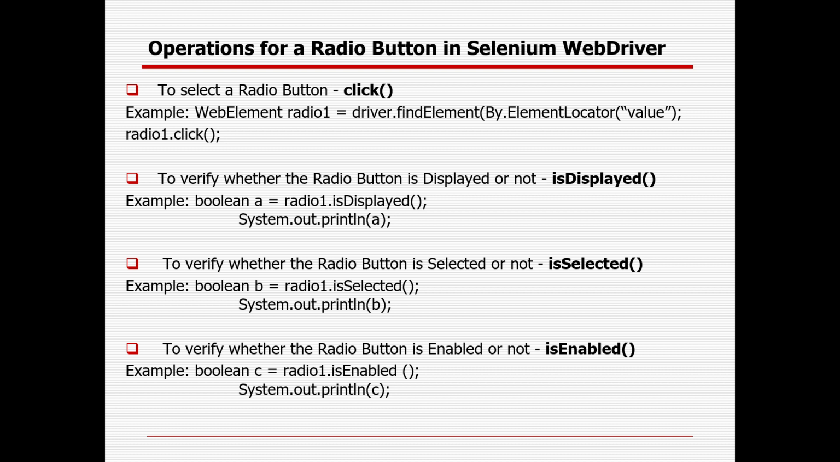Your expectation is enabled, that is the reason you want to click it, but sometimes, suppose the developer has developed it and you need to test it, they have made some mistake. Instead of enabling, they have disabled it. So your script will fail and you can log it as a defect.